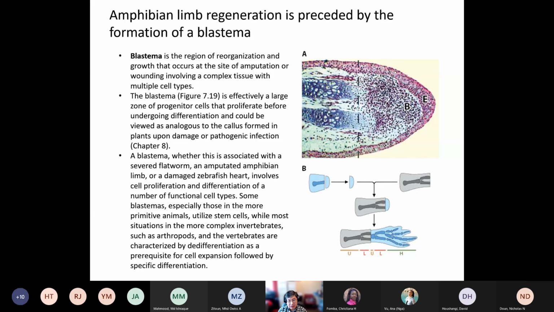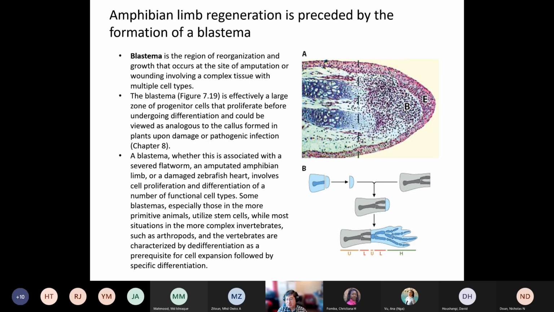I didn't describe blastema in flatworm, but in flatworm, when you cut the animal into several pieces, the blastema will also occur. So what is a blastema? Basically, when you do an amputation, it's a very clean cut, right? It's a very sharp cut there.